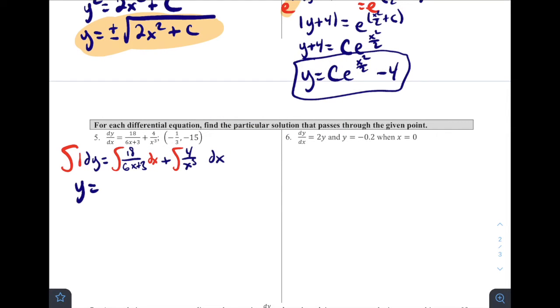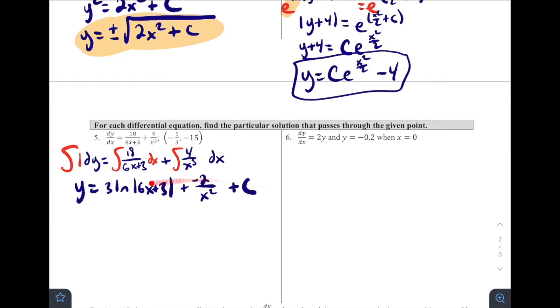On the right side, we could do a little bit of u substitution for this one if we were going to solve it. But ultimately, if we do that, we're going to end up getting 3 times the natural log of 6x plus 3. And then for this term, if we rewrite this as 4 times x to the negative 3 power, if we anti-differentiate, we're going to get negative 2x to the negative 2, which is the same thing as negative 2 over x squared, plus whatever our c is.